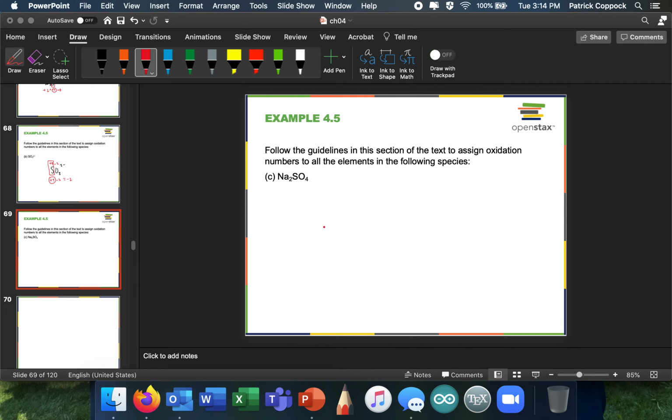So let's do sodium sulfate, Na2SO4. There's a couple of ways we could approach this, but you know that the sum of everything is going to be 0 because there's no charge on it. Oxygen is typically -2, and sodium is typically +1, always +1 if it's in a compound. There are 2 of those, so that's going to be +2, and there are 4 oxygens, so this is going to be -8.